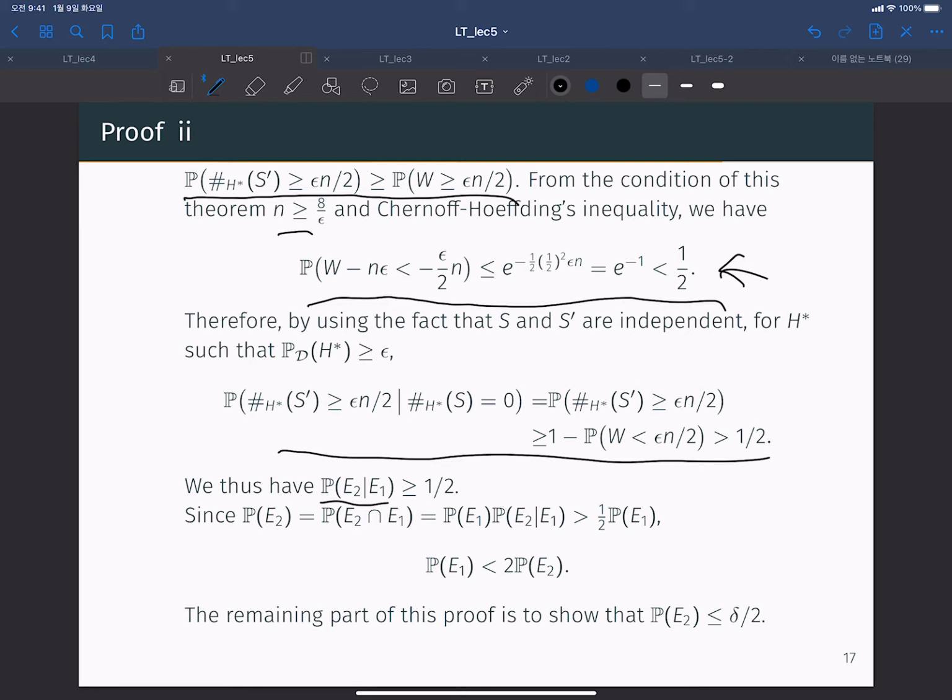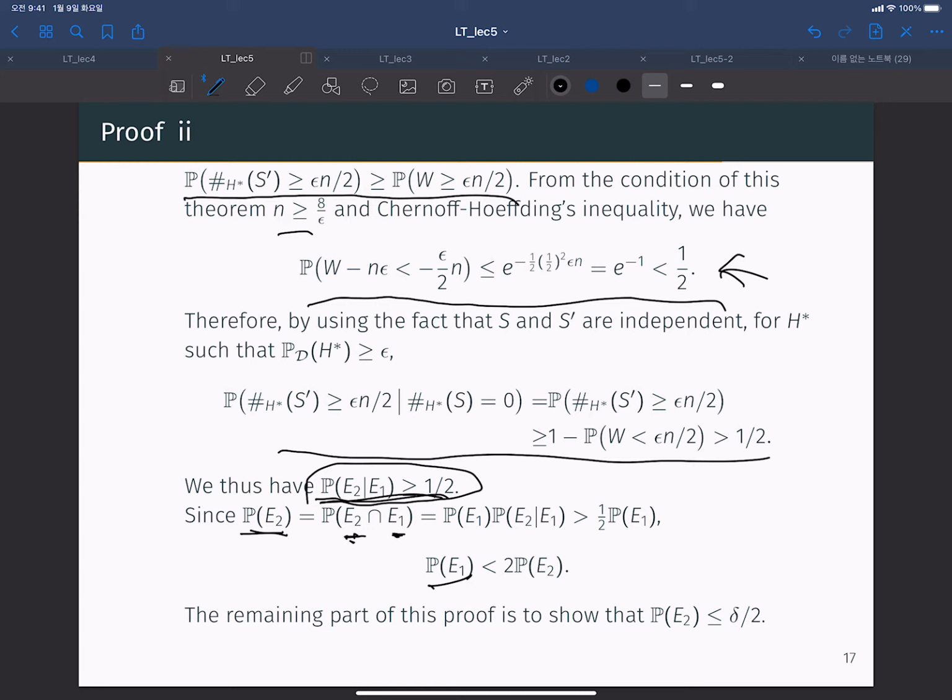So we have this conditional probability. How to use this conditional probability? We will use this to define some upper bound of E1 probability. So since E2 is equal to the intersection of E2 and E1, because E2 is a subset of E1, this is true.